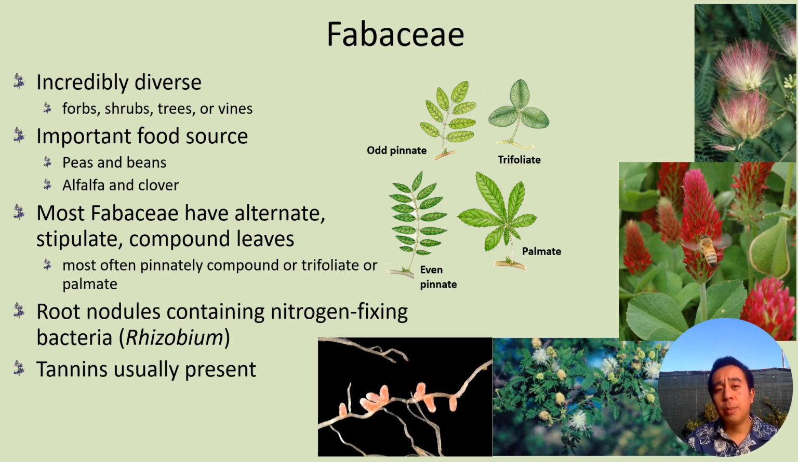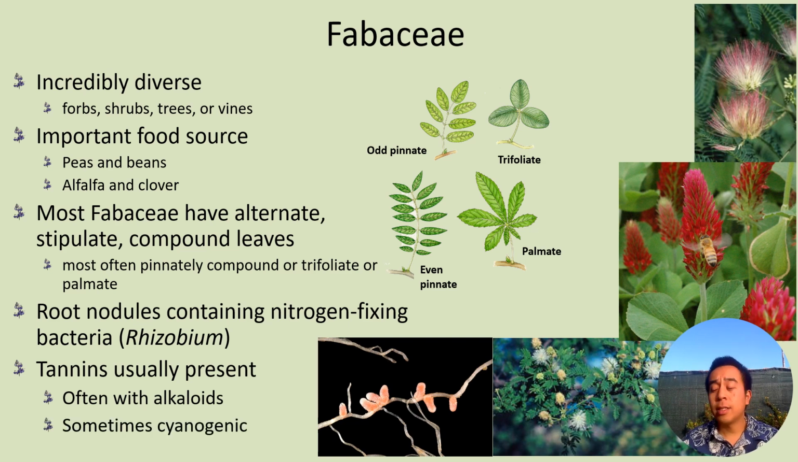The plants in the Fabaceae family can also sometimes be toxic or low in forage quality because they have secondary compounds like tannins or alkaloids, which disrupt digestive processes. And sometimes they can even be cyanogenic, which means those compounds will eventually turn into cyanide after being digested.